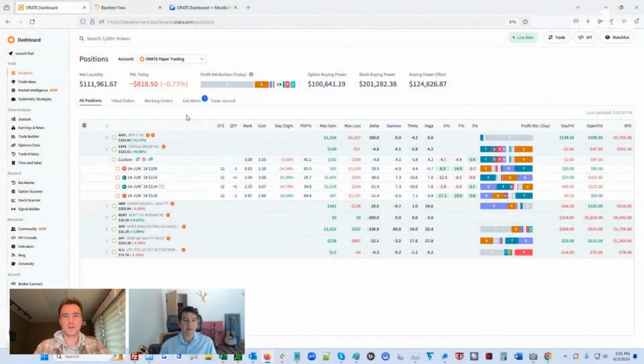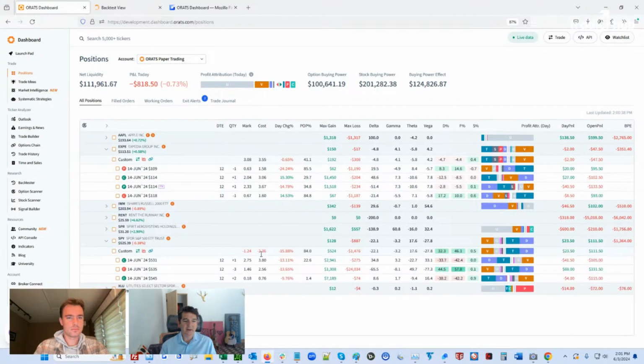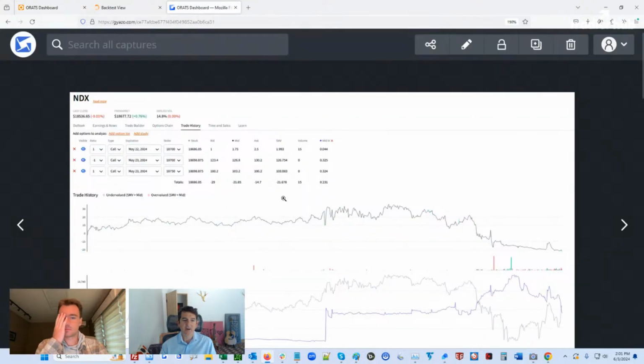Before we get started, Matt, do you want to share your screen and go over our positions from the last few weeks? Sure. We took last week off for the holiday. We had Expedia on. We're still a little bit below break even, but we're hoping for that to get a move. We still have 12 days left. We had SPY. That's doing well. And then we had NDX. That did not do well.